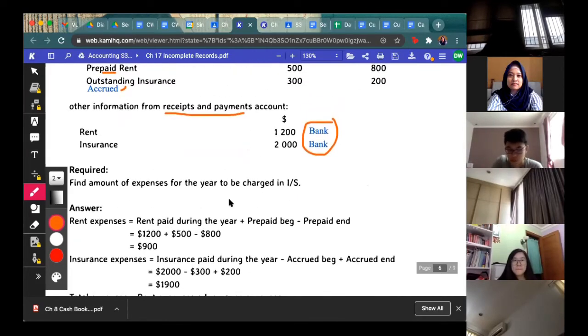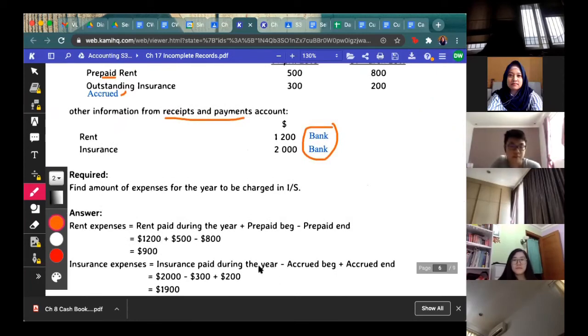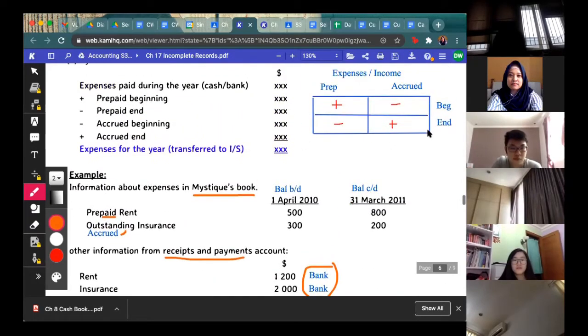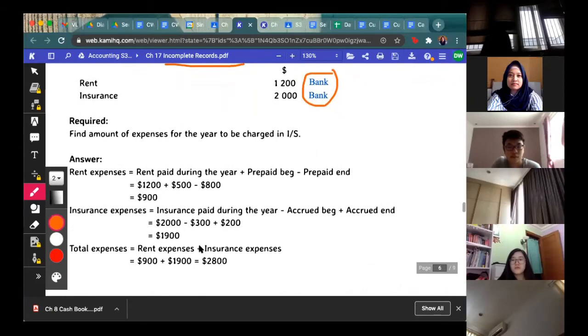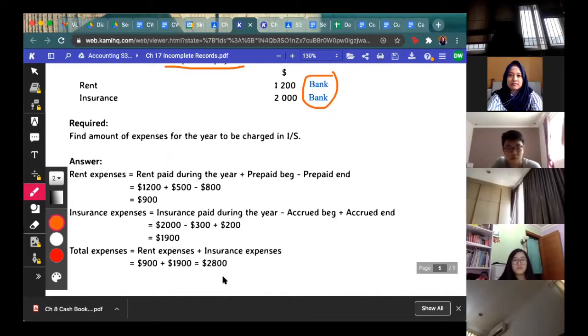Next, insurance expense. Insurance paid during the year, we start from there, 2,000. And then since it is an accrued, using this one, accrued beginning will be deducted, accrued at the end will be added. So deducted with beginning and plus with accrued at the end. So you have insurance expense for 1,900. So total expenses is that. So far, any question?